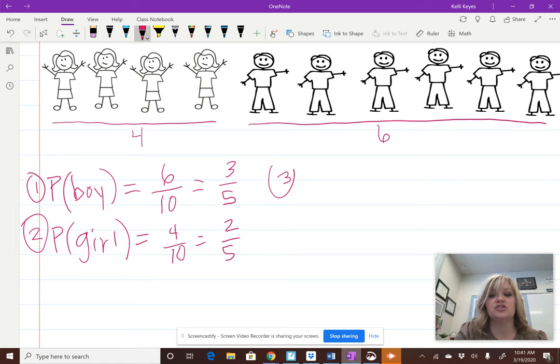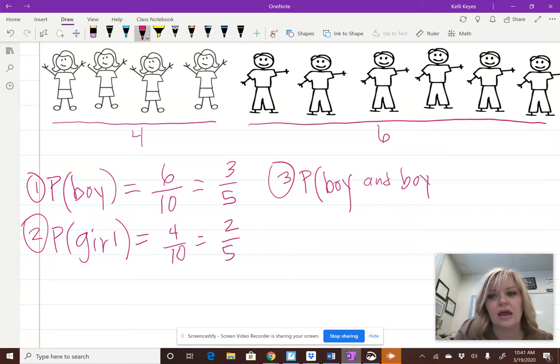But now if we start to combine it with multiple events happening. Say I'm going to select 2 of you to get a prize for Wonderful Wednesday. So what's the probability that I will select a boy and then another boy? And just like Wonderful Wednesday, you can't be repeated. Once you're selected, you are taken out of the running. So this is without replacement.